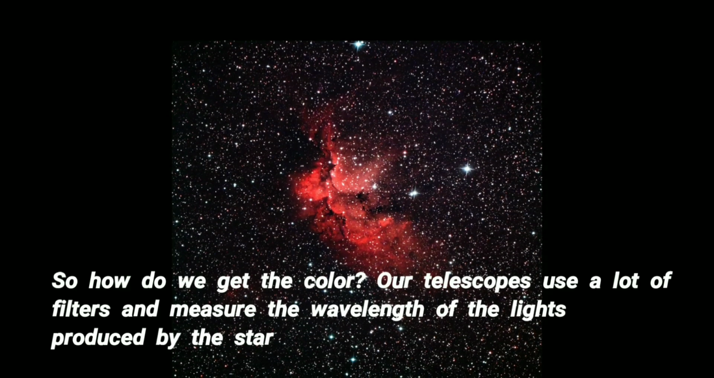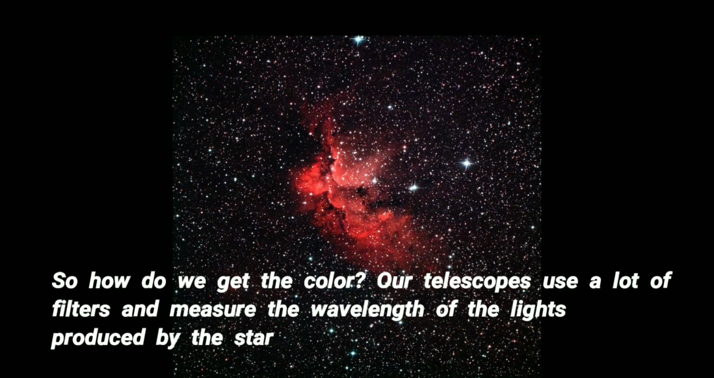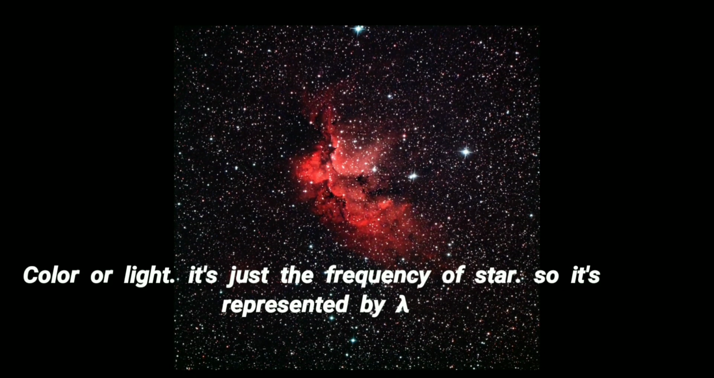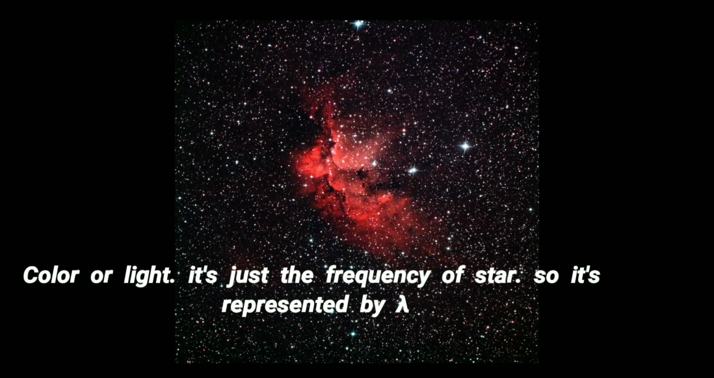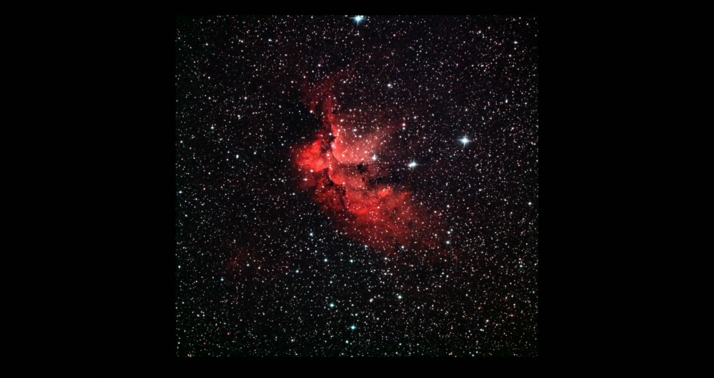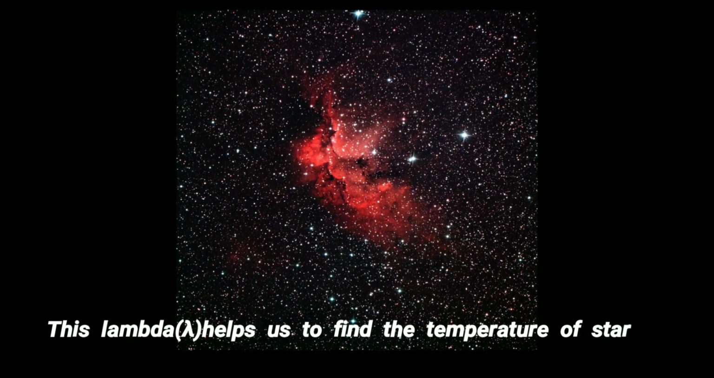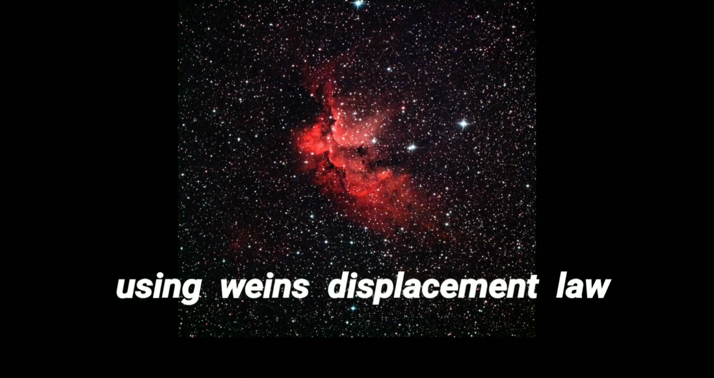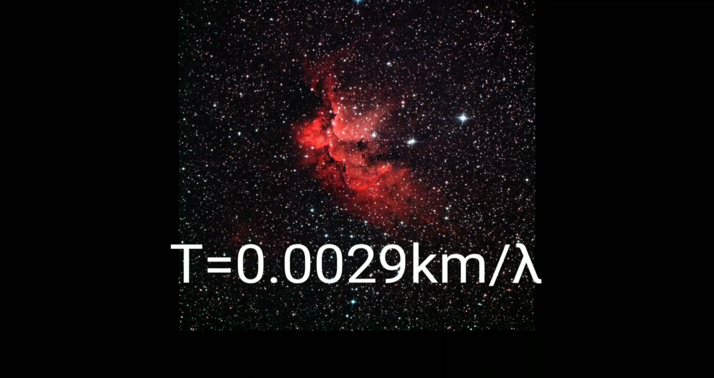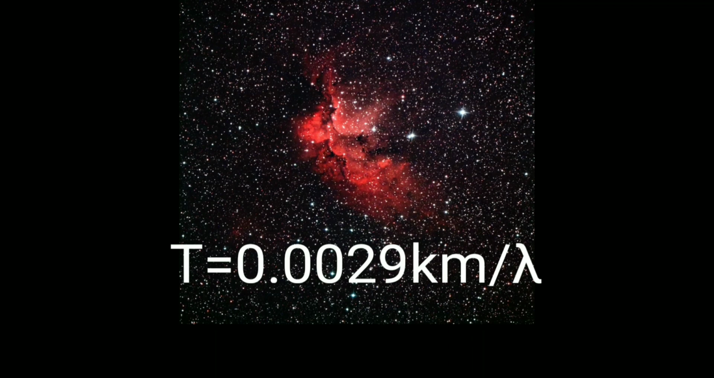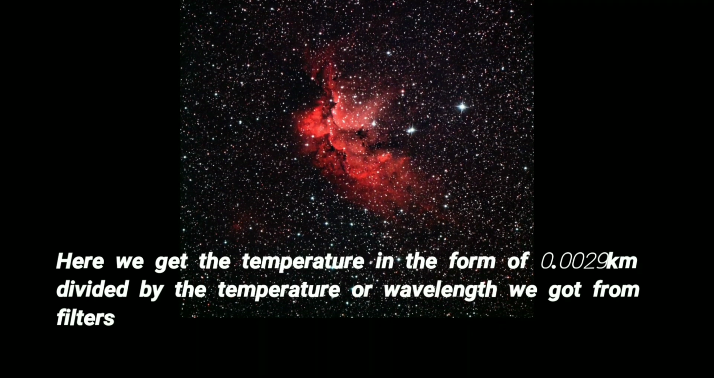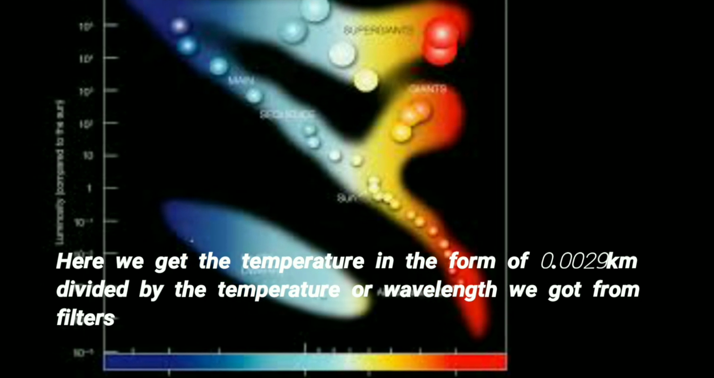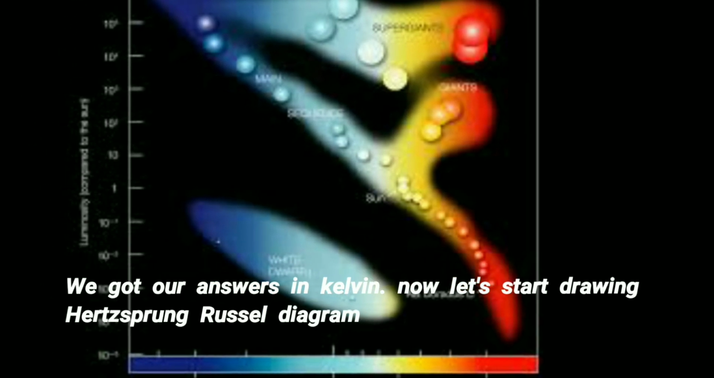So how do we get the color? Our telescopes use a lot of filters and measure the wavelength of the light produced by the star. Color of light is just the frequency of the star, so it's represented by lambda. This lambda helps us to find the temperature of the star. But how? Using Wien's displacement law. That is T equals 0.0029 Kelvin meters divided by lambda, the wavelength we got from the filters. We get our answer in Kelvin.